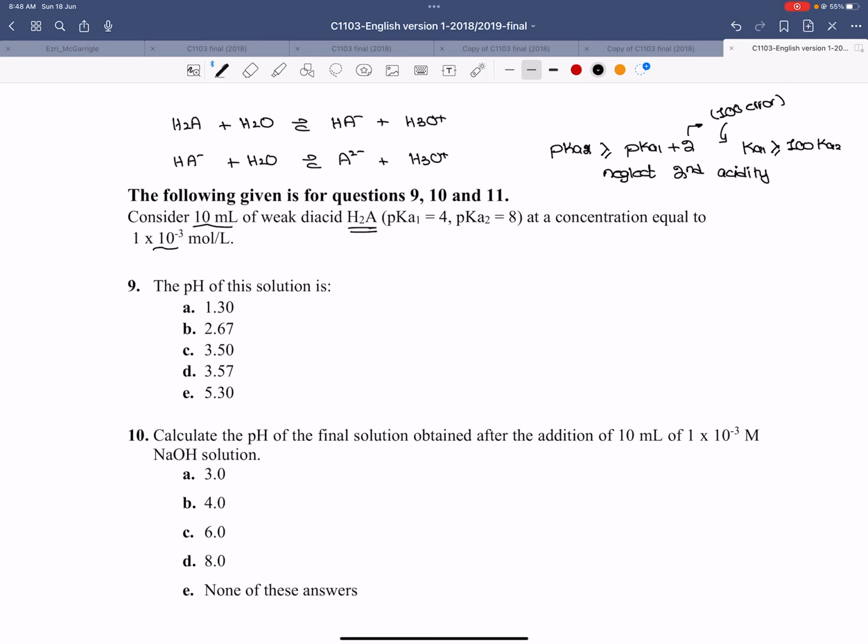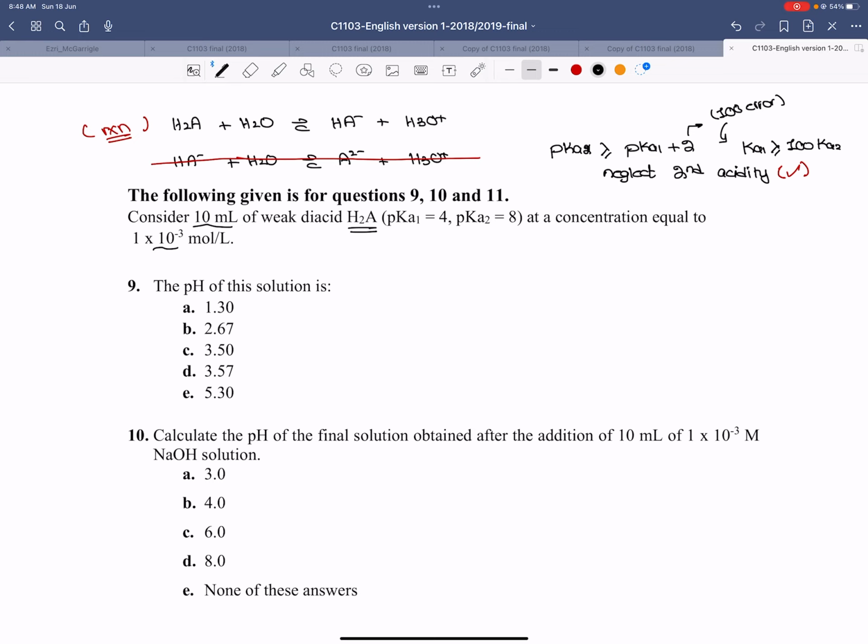Saying that you neglect the second acidity means that you choose, based on the error that you have, to neglect the action of this reaction. Basically, you study only this reaction. That's it. And since this rule is satisfied, then we will consider only the first reaction or the first dissociation in the diacid, which is H2A. To calculate the pH, go with your validity.